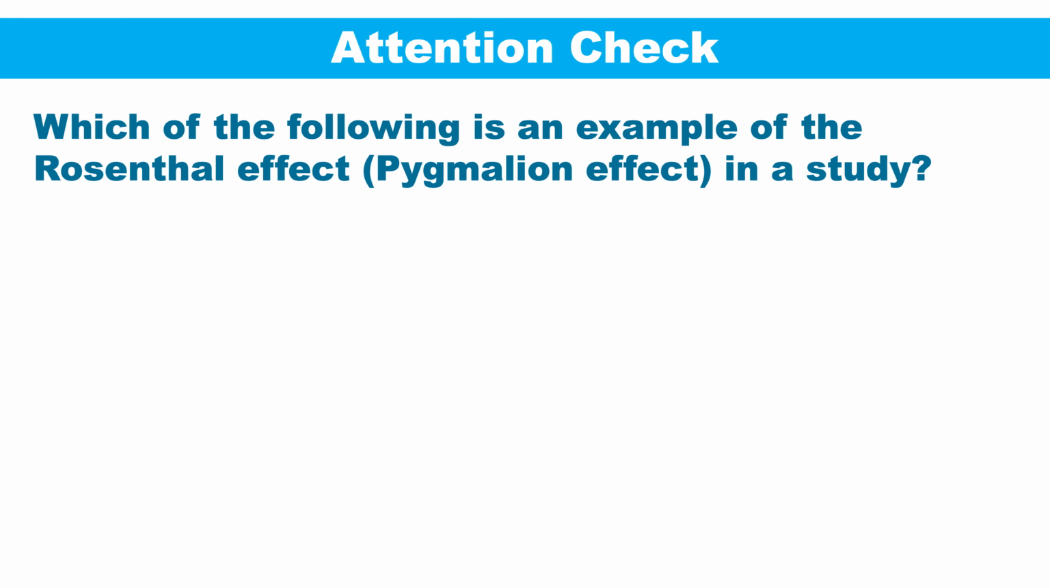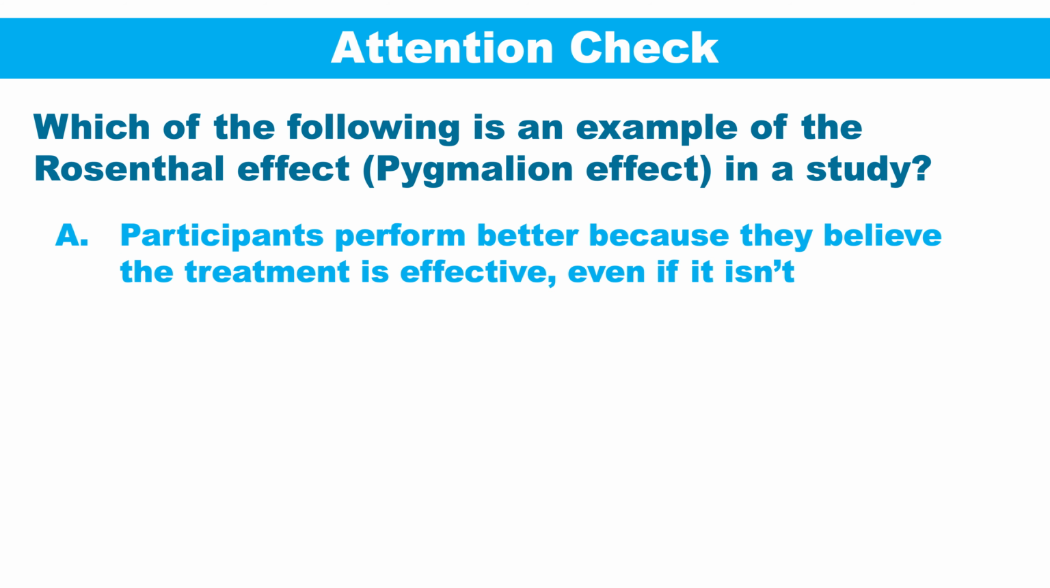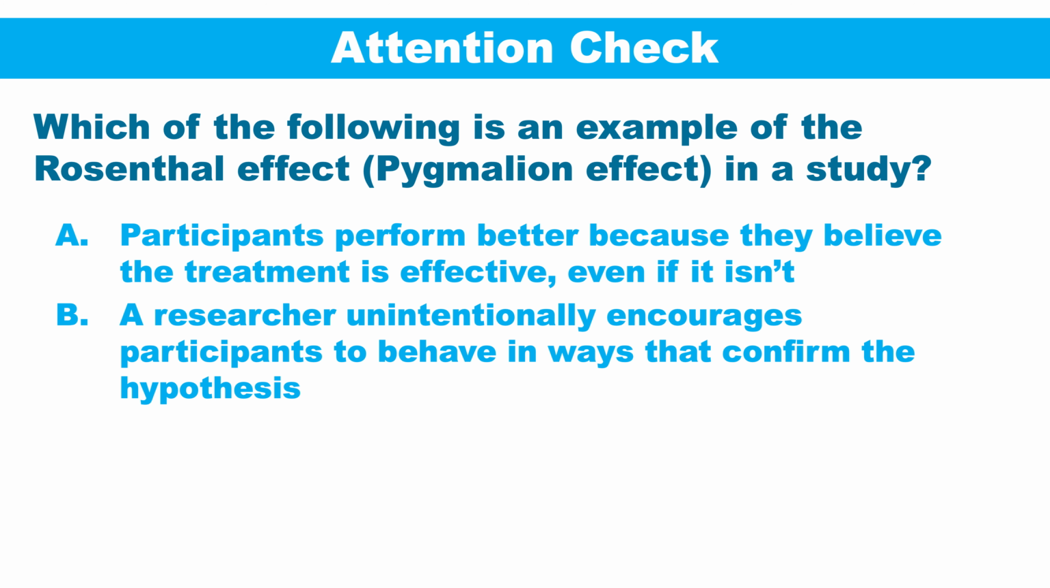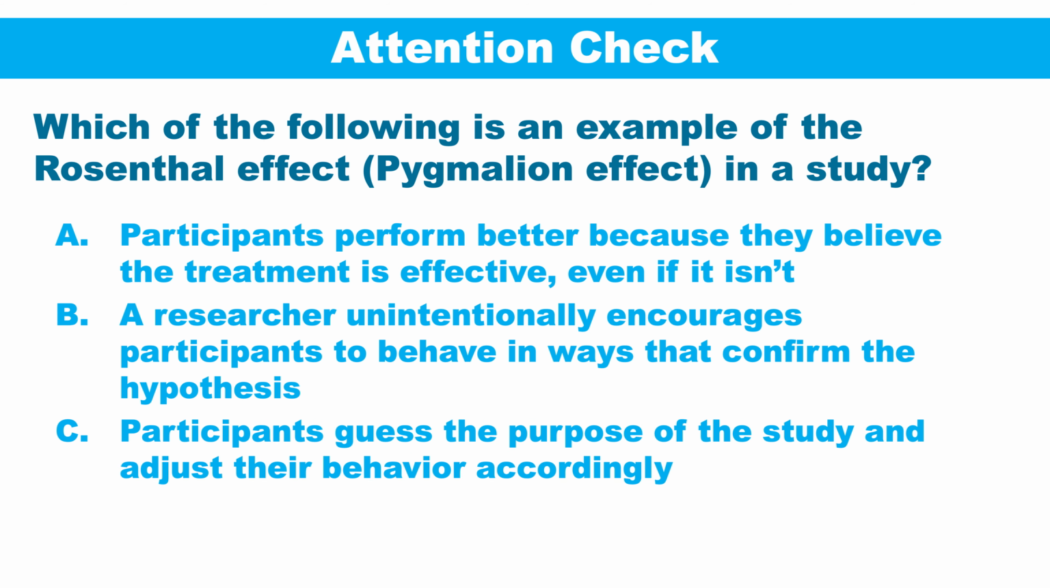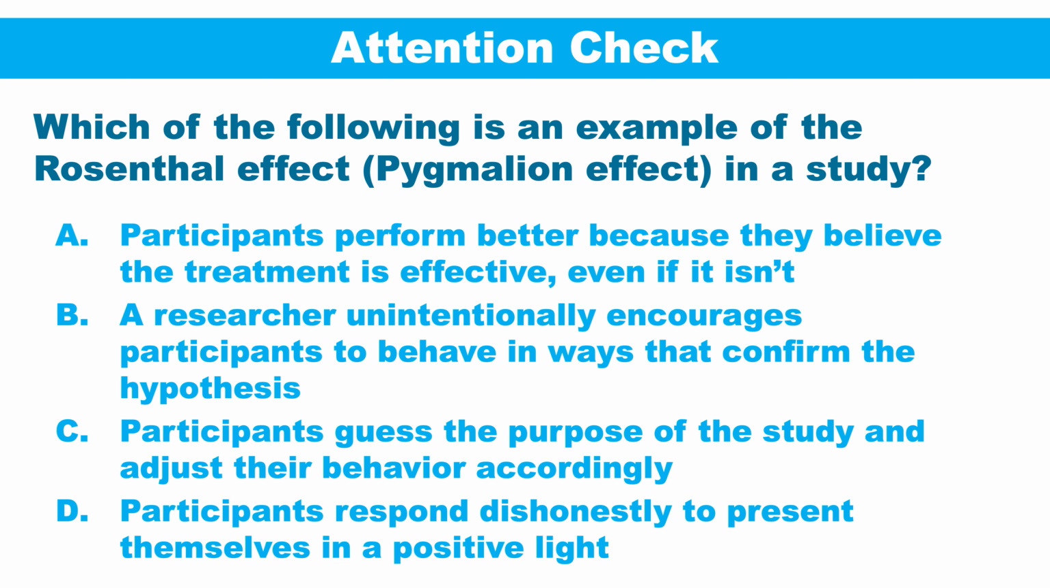Let's do some review. Which of the following is an example of the Rosenthal effect or Pygmalion effect in a study? A. Participants perform better because they believe the treatment is effective, even if it isn't. B. A researcher unintentionally encourages participants to behave in a way that confirms the hypothesis. C. Participants guess the purpose of the study and adjust their behavior accordingly. Or D. Participants respond dishonestly to present themselves in a positive light.